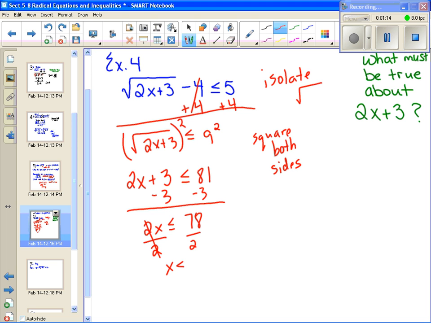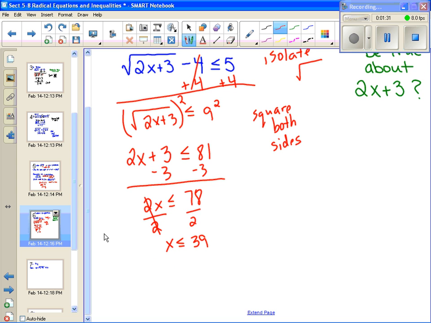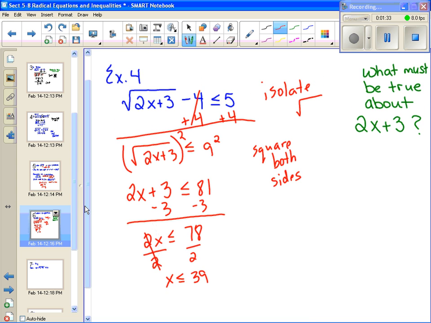Gives me x is less than or equal to 39. Okay? So we get an answer, x less than or equal to 39. Now there's one additional thing we have to think about.